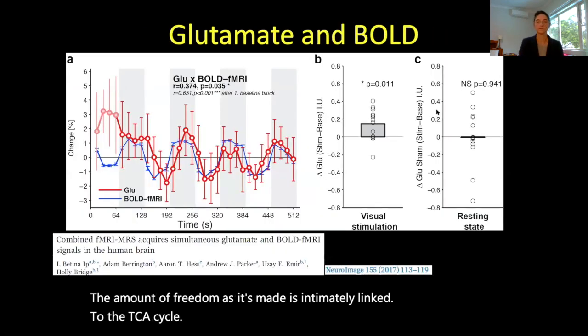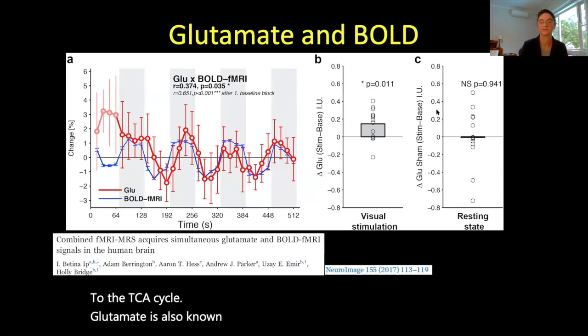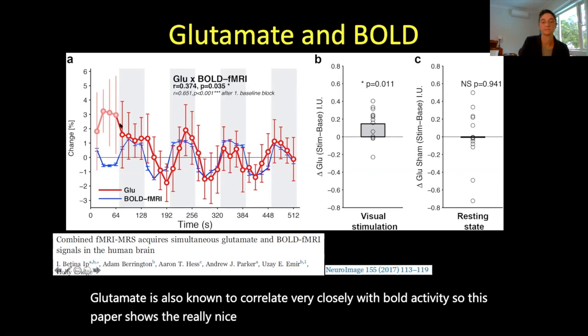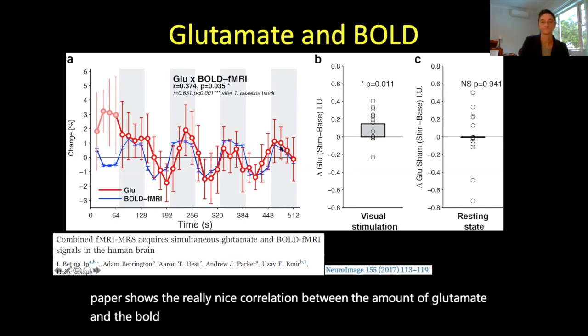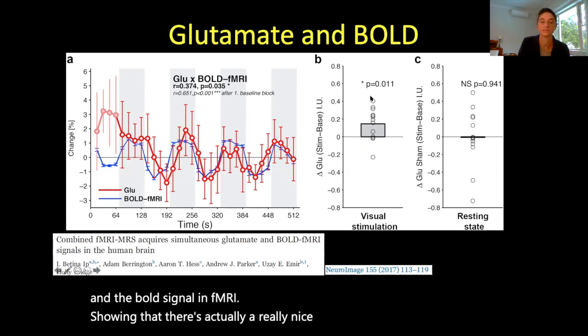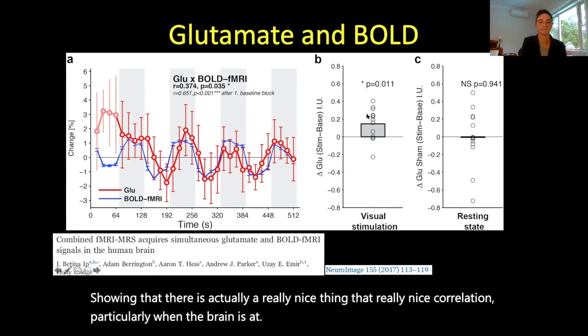Glutamate is also known to correlate very closely with BOLD activity. This paper shows the really nice correlation between the amount of glutamate and the BOLD signal in fMRI, showing that there's actually a really nice correlation, particularly when the brain is active.